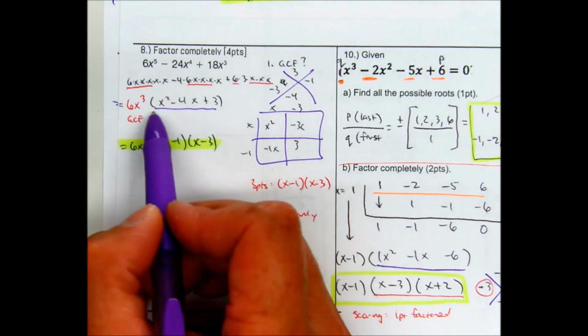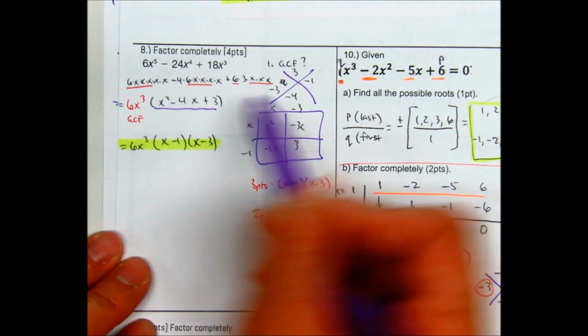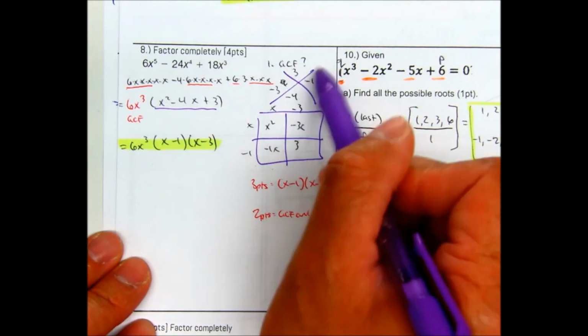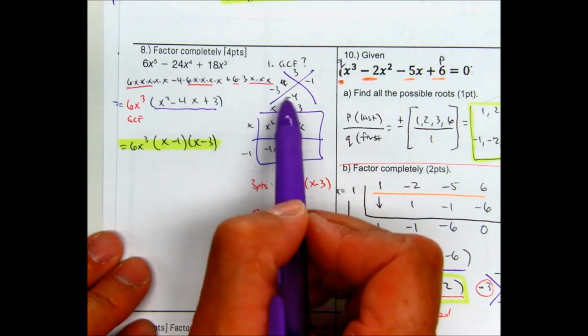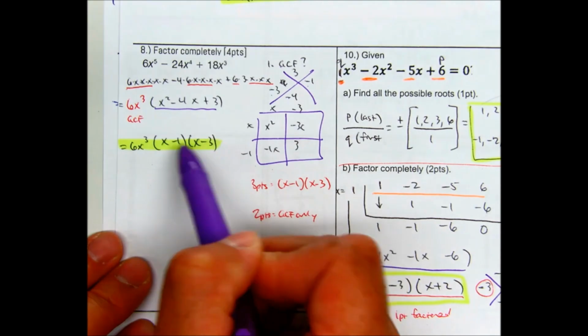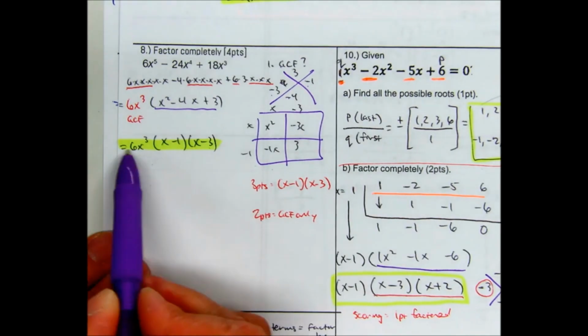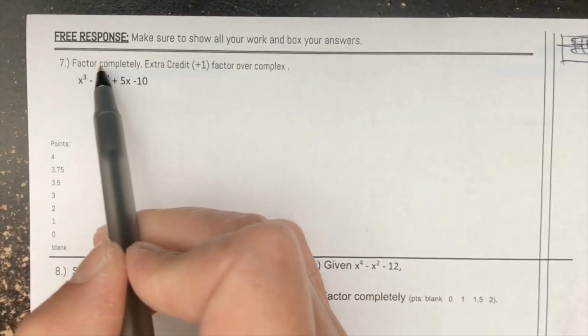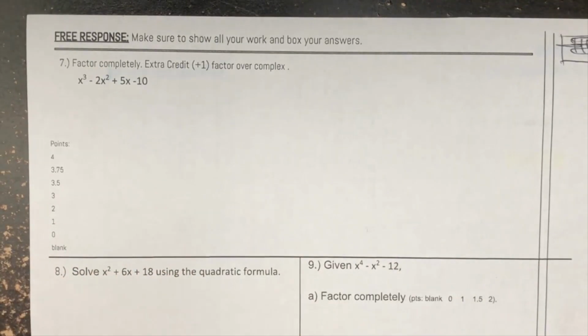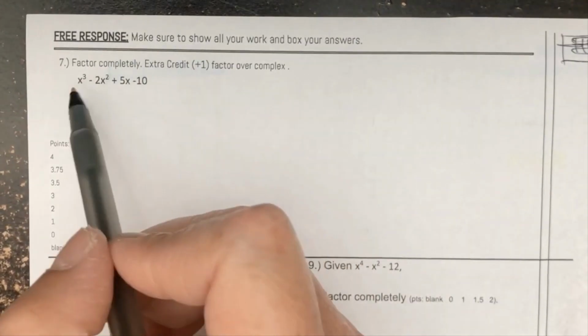Here in purple, if you make your X box, A times C is 3, B value is -4, your two numbers are -3 and -1, and they go there. So you would have to have this as full credit.